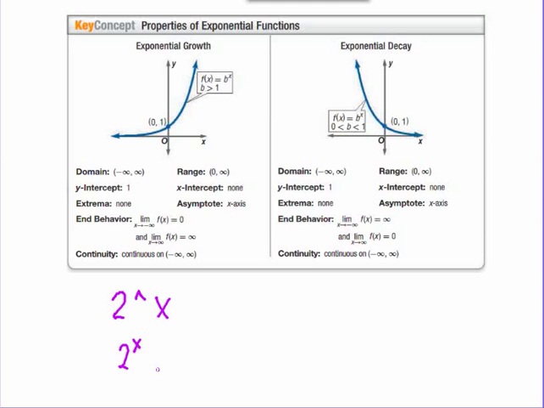The domain is negative infinity to positive infinity. It's all reals. The range, on the other hand, is not all reals. The range in this case is only from 0 to infinity. What does that parentheses around a 0 mean? It doesn't include 0. So basically we have an invisible boundary here that the graph never touches. What do we call that invisible boundary? An asymptote. Good.